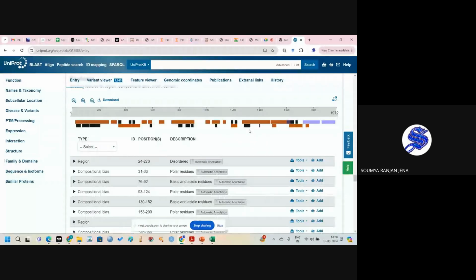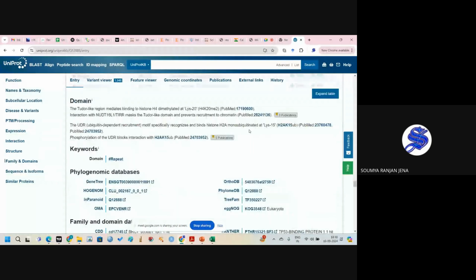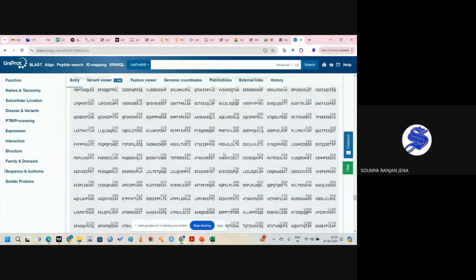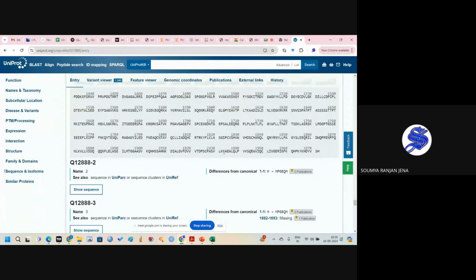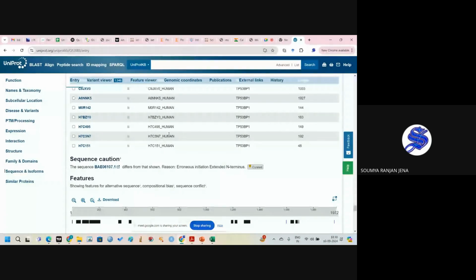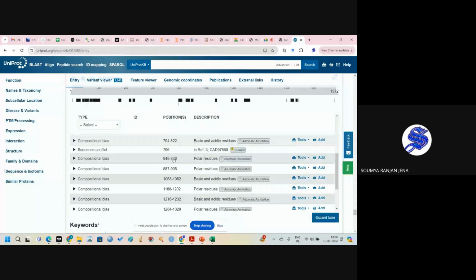You can see the length of this protein is 1972 and the molecular mass is 213574 Dalton, and it codes different proteins. These are called the amino acid sequence of this protein, all the amino acid sequence of the protein. You can find any of the proteins in this database, and you can do mapping from these databases.